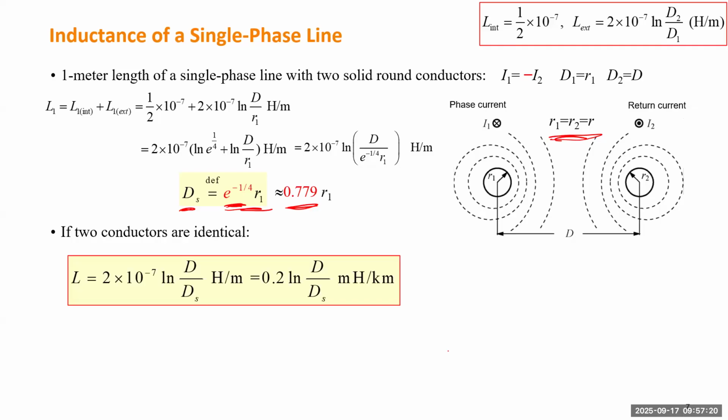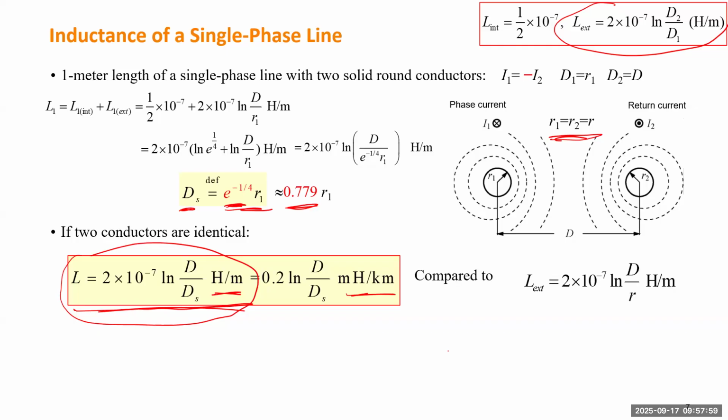So you have two identical conductors that make a single circuit. One is sending current coming out of the screen, and the other is sending current going into the screen. The inductance of each conductor will be this formula. You see this formula basically has the same form as the formula for external inductance. Depending on what unit you use, Henry per meter or millihenry per kilometer, you can choose between the two formulas. So this has the same structure as external inductance.